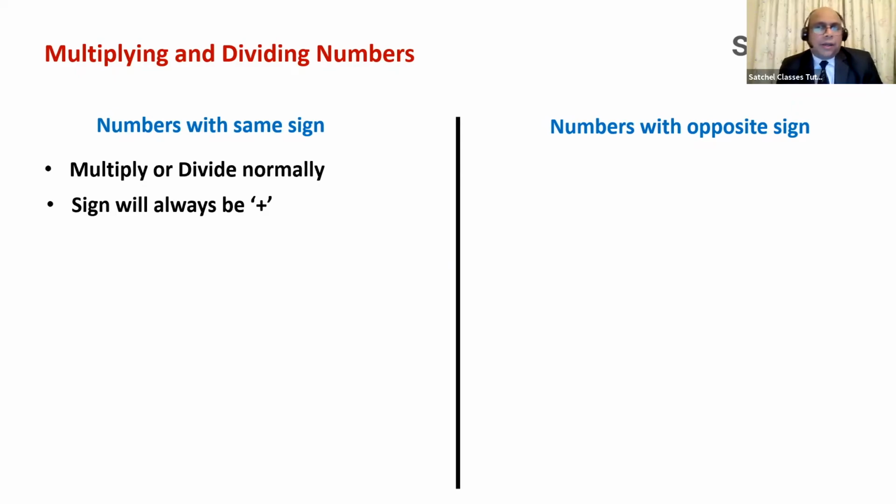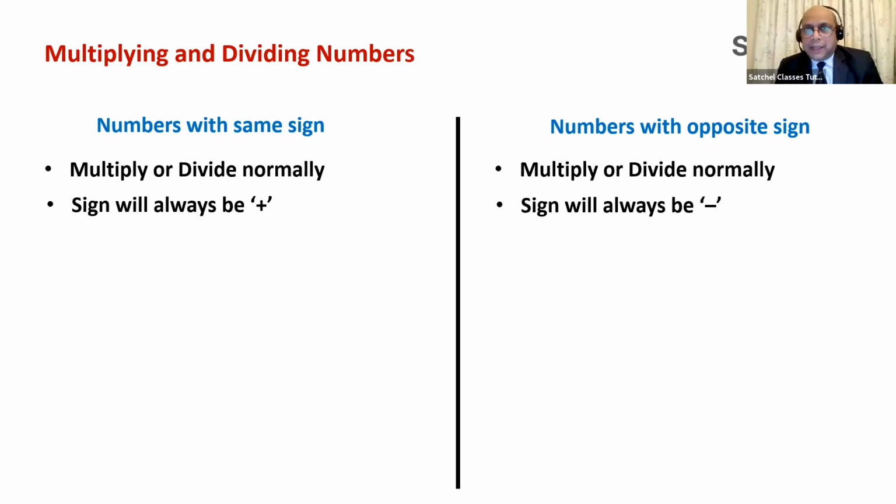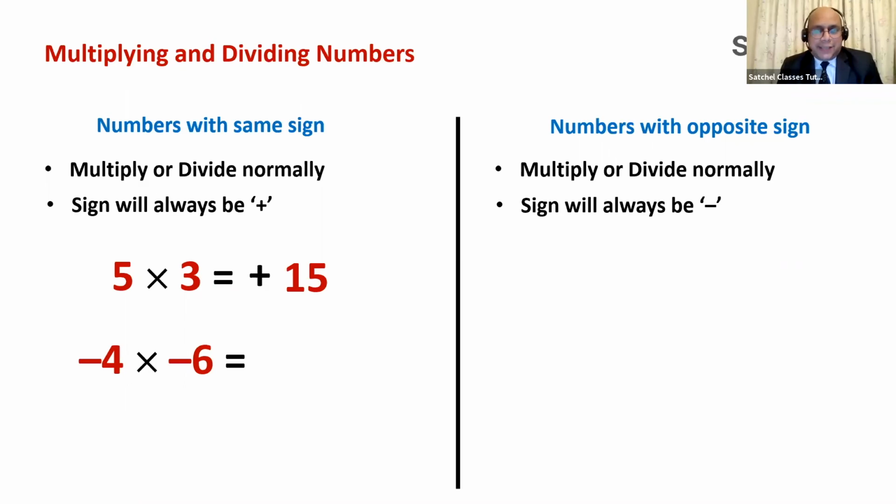On the other hand, when the numbers have opposite signs, you multiply and divide normally, but the sign of this one will always be negative. Let's take examples. 5 times 3. As you know, both these numbers are positive. So you'll first multiply their magnitudes. 5 multiplied by 3 is 15. And because both the numbers are positive, they are of the same sign, your final answer will always be positive, right?